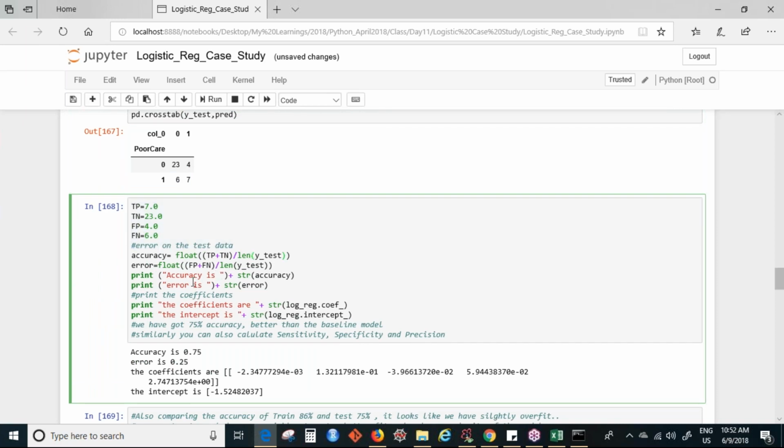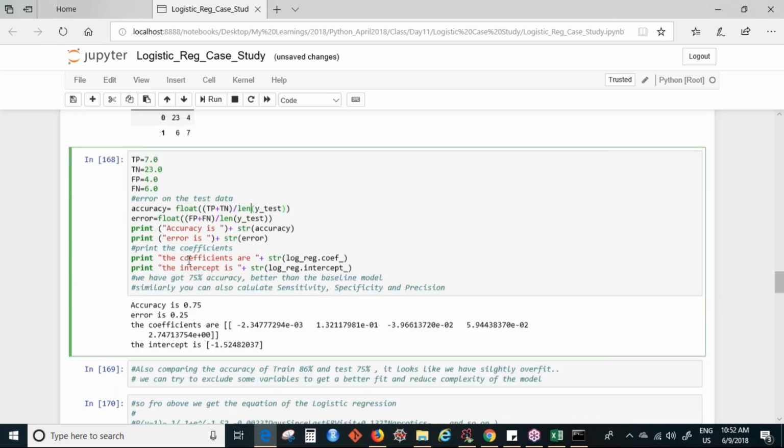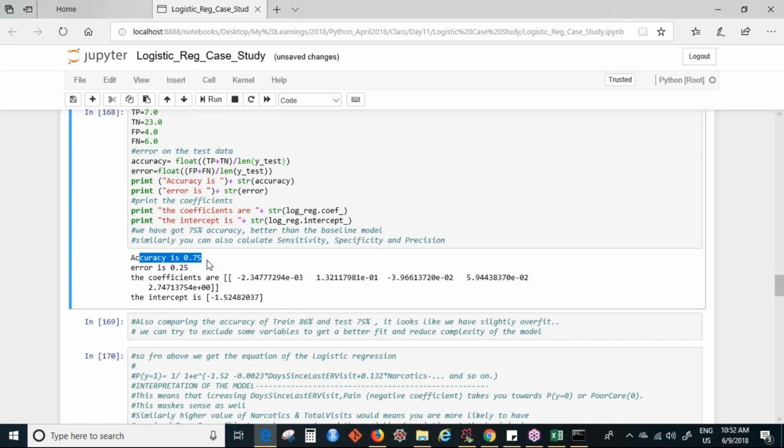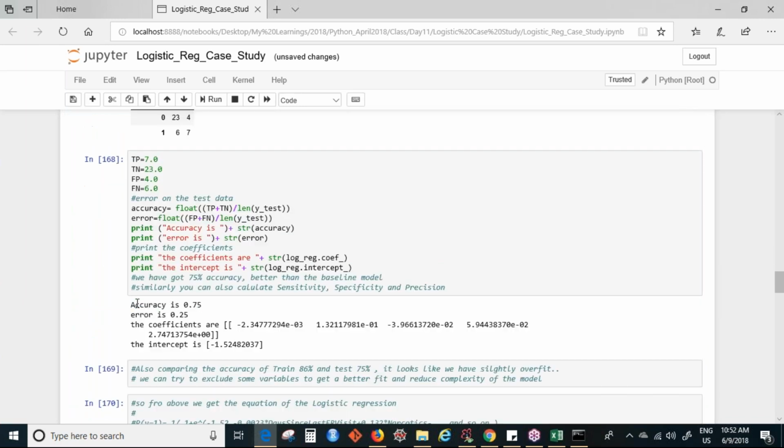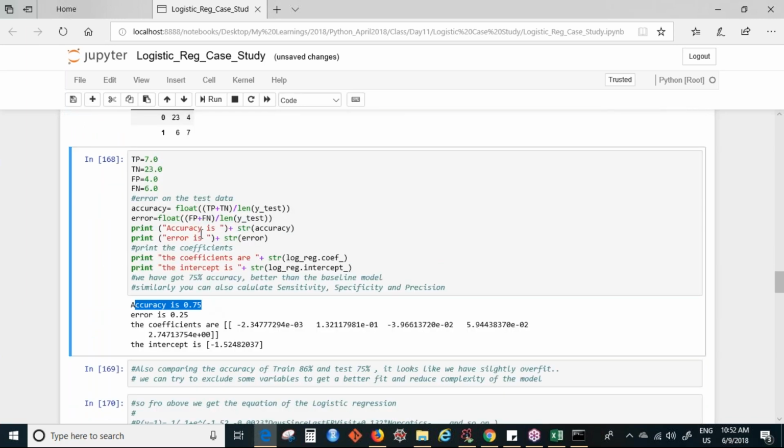Okay, and I'm calculating the accuracy and everything. So accuracy is 75%. You see, I got an accuracy of 86% on training data, but on test data I'm getting only 75% accuracy. So probably my model is overfitting here. So I should check that.